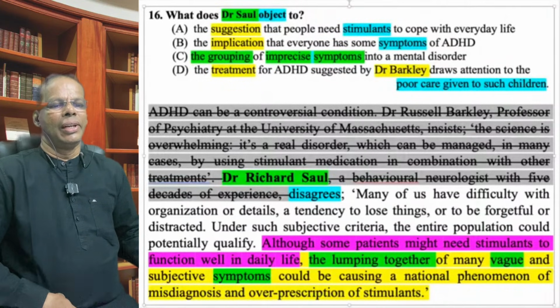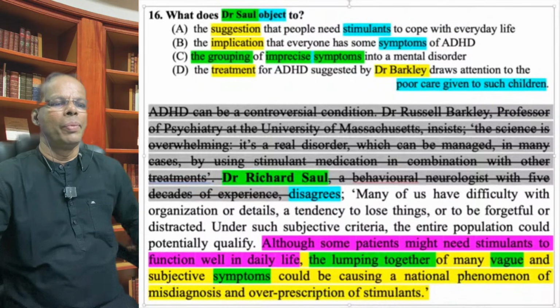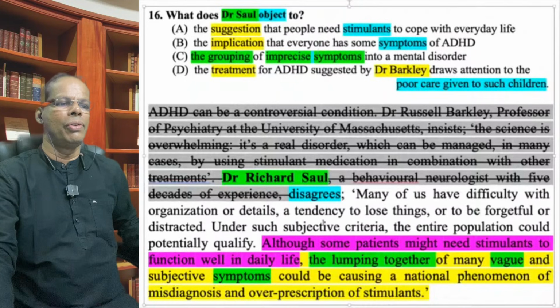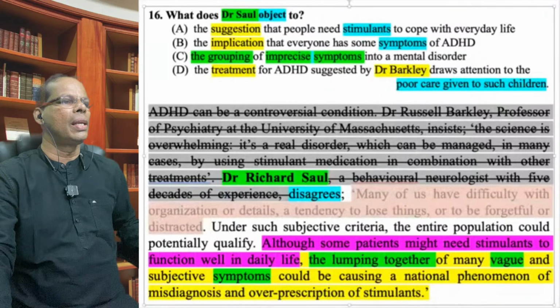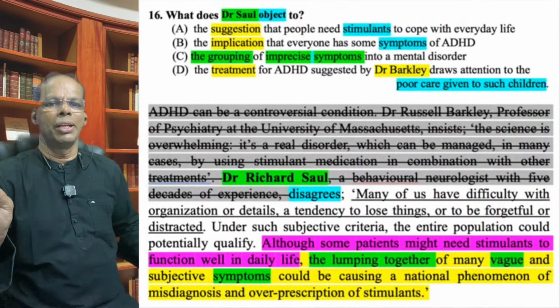If you lump together all these vague and subjective symptoms, there's an inference given. It's also an inference type of question, but the name is the clue. He mentions many things. First, he says many of us have difficulty with organization or details, a tendency to lose things or to be forgetful or distracted. These are the subjective criteria, also known as vague symptoms or subjective symptoms.